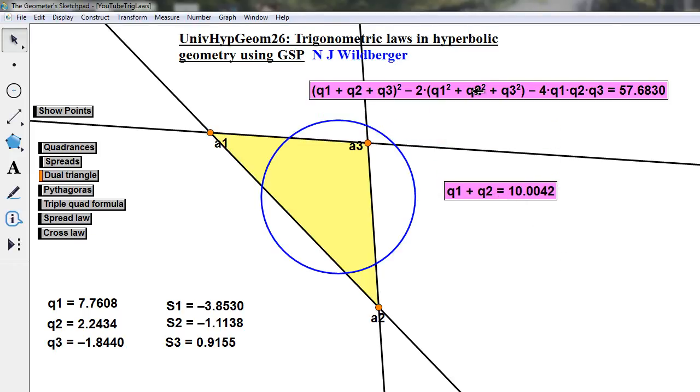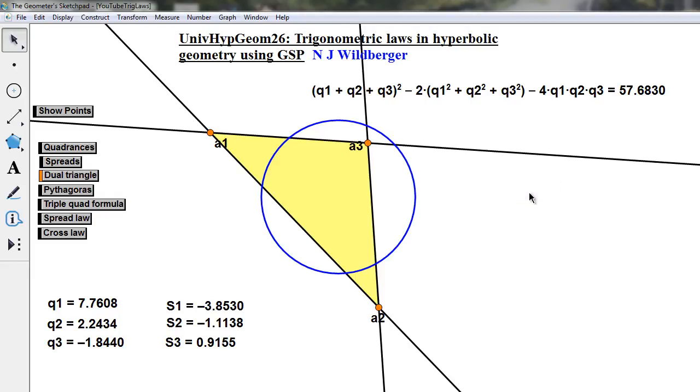And that's what's happening here, except it's a little bit more complicated. I'm calculating Q1 plus Q2 plus Q3 squared minus 2 times Q1 squared plus Q2 squared plus Q3 squared minus 4 times Q1 Q2 Q3. This is the S function, the triple spread function that we defined 1 or 2 videos ago. And here we see that it has the value 57.68. We don't need this, let's get rid of it. And now let's have a look to see when the triple quad formula is going to work.